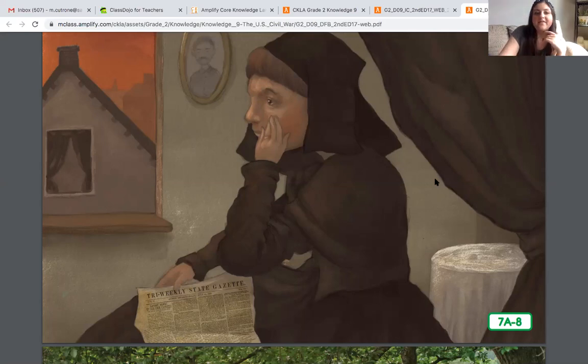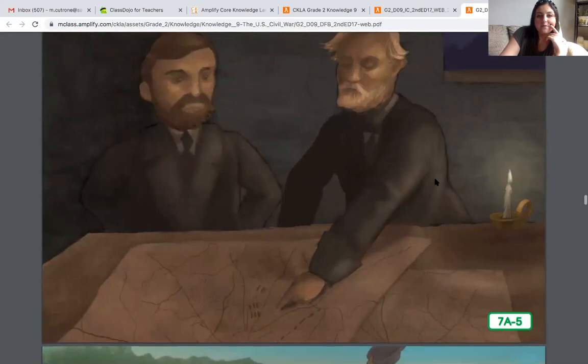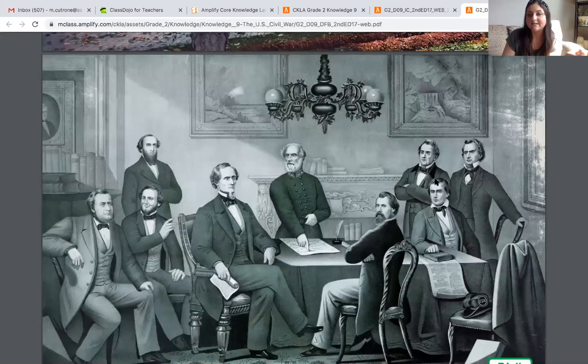Now, we saw up in this picture that the president of the time is meeting with advisors. Why do you think he would need advisors to help him make decisions? You can write down what you think.